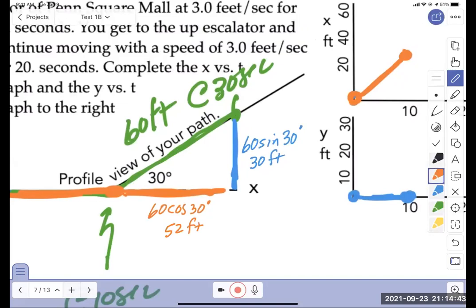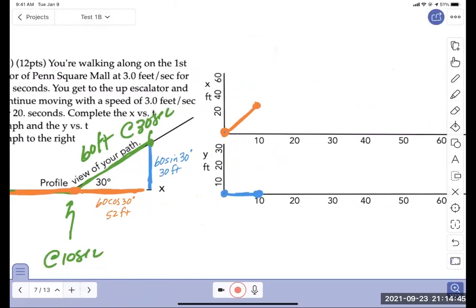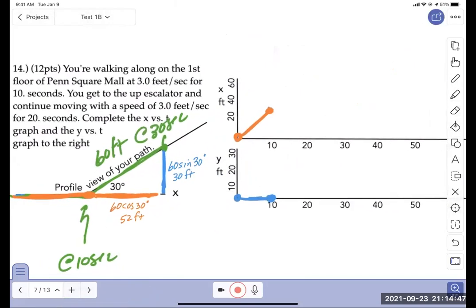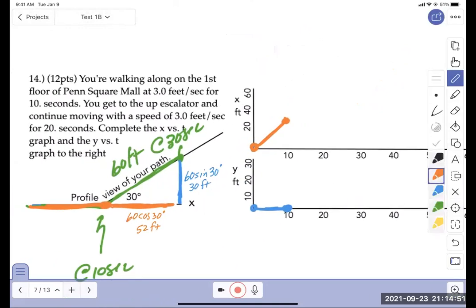We've had a little experience with this today. So it looks like you're going 52. I'm not going to finish this problem. I'll let you finish it. You can help each other. But it looks like we're going to go 52 feet more in the X in those 20 seconds.